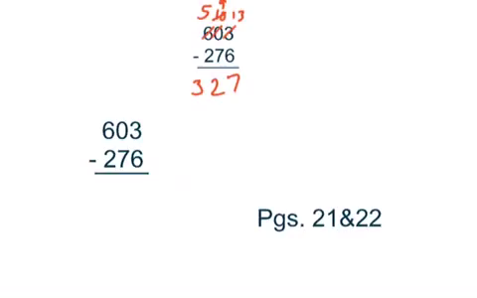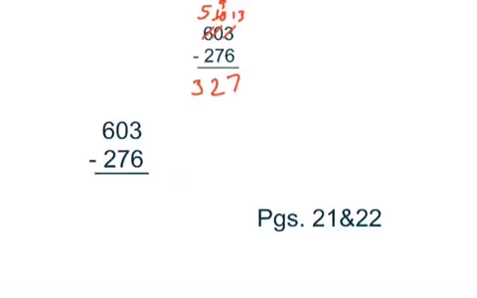Here's another one if you would like to try it. If you still need the practice or want to double check yourself, go ahead and solve this. Stop the video, and when you're ready, come back and we'll go over the answer. So the answer is 327 if I was going to do these steps.